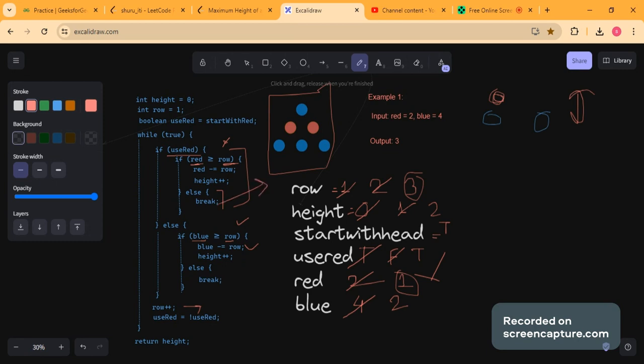So after breaking, what are we left with? We have the required height as 2. So if we are placing the red ball in the first row, then we get the height of 2. But you can see that if we place the blue ball as the first row, then we get the height of 3. So that's why we will compare both of these cases, and it would turn out that the maximum of 2 and 3 is basically 3. That's why we will simply return the answer as 3.